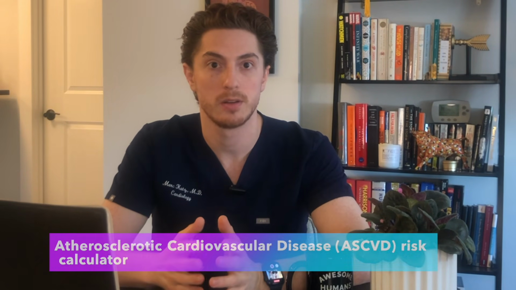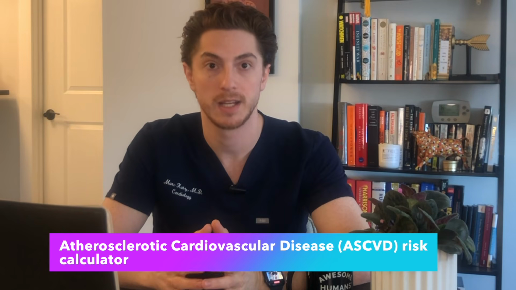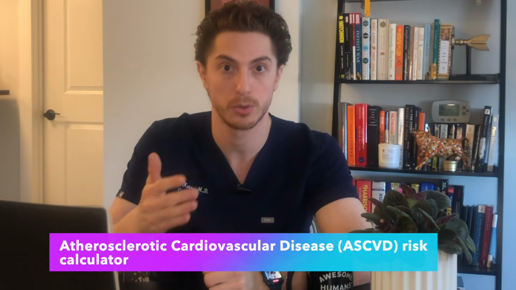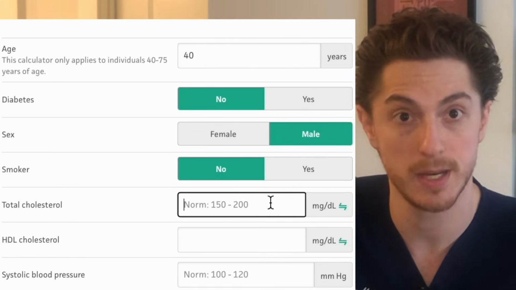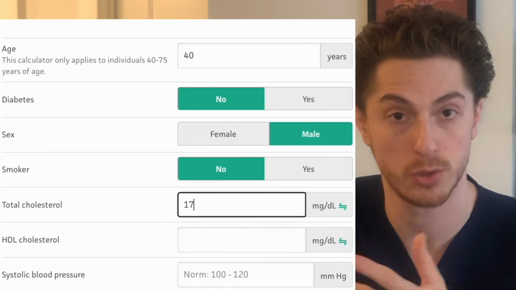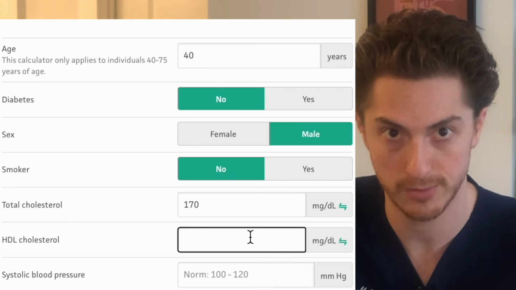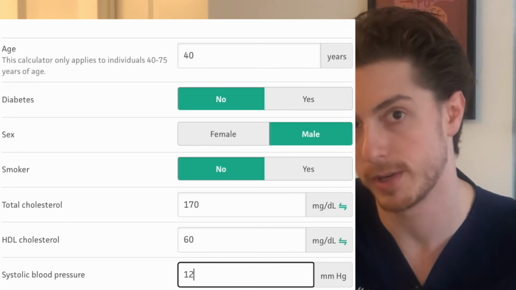But how do doctors actually quantify a patient's risk of heart attack, stroke, or death? We use something called an ASCVD risk calculator. It calculates a patient's risk of atherosclerotic cardiovascular disease. It takes into account a number of factors like a patient's age, diabetes, if they're a smoker, their total cholesterol, their HDL levels, their systolic blood pressure, if they're being treated for hypertension, as well as their race. The only two that are quantified here on this calculator is unfortunately white, African American, or other, and I'll get into that in a minute.